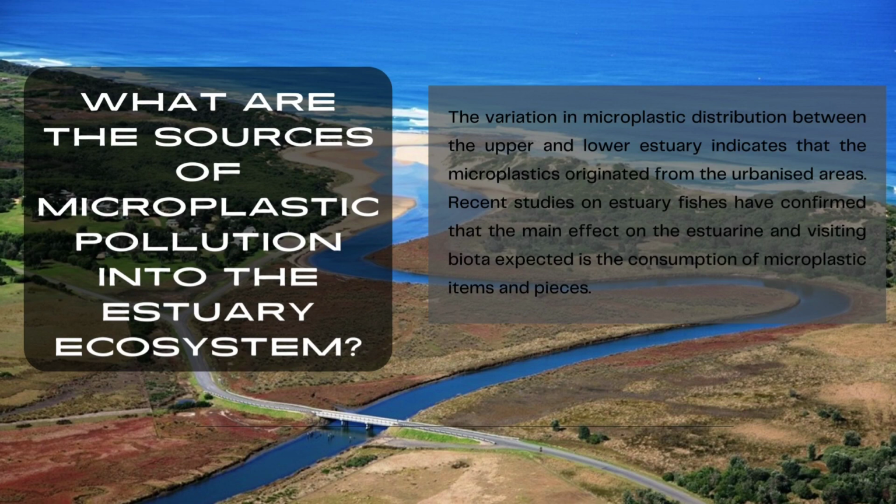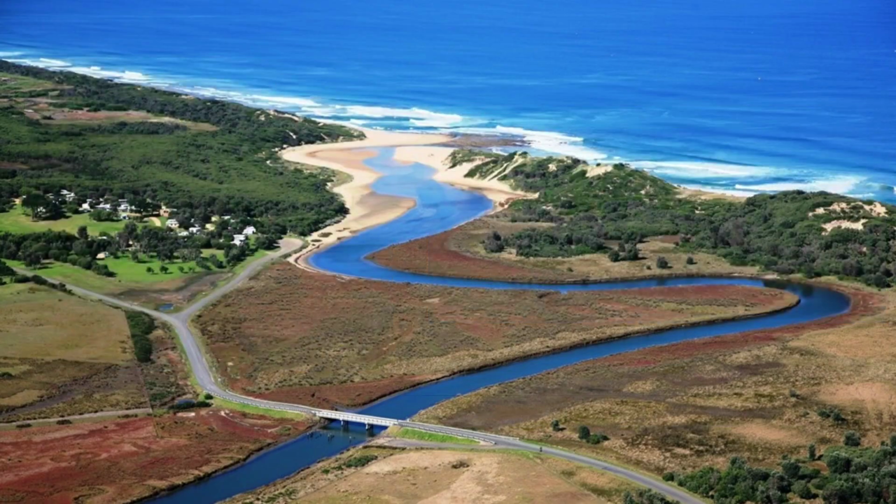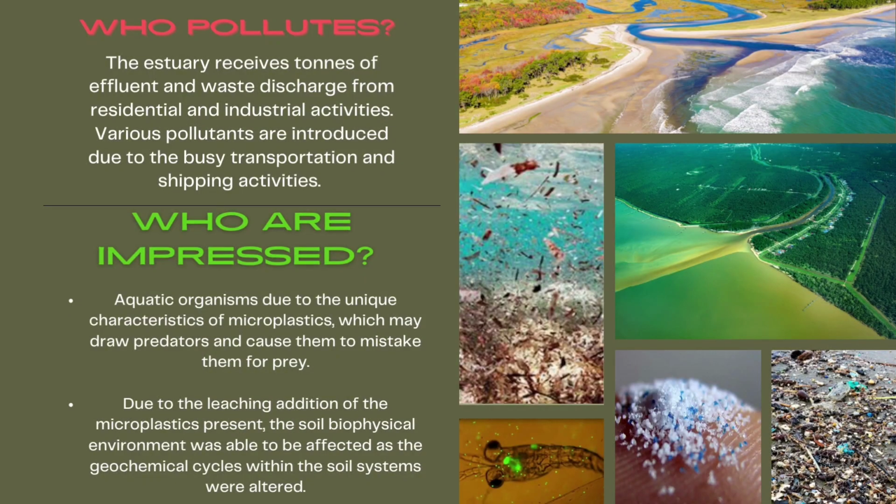Recent studies on estuary fishes have confirmed that the main effect on the estuarine and visiting biota expected is the consumption of microplastic items and fishes. Now, who pollutes? The estuary receives tons of effluent and waste discharge from residential and industrial activities. Various pollutants are introduced due to the busy transportation and shipping activities.